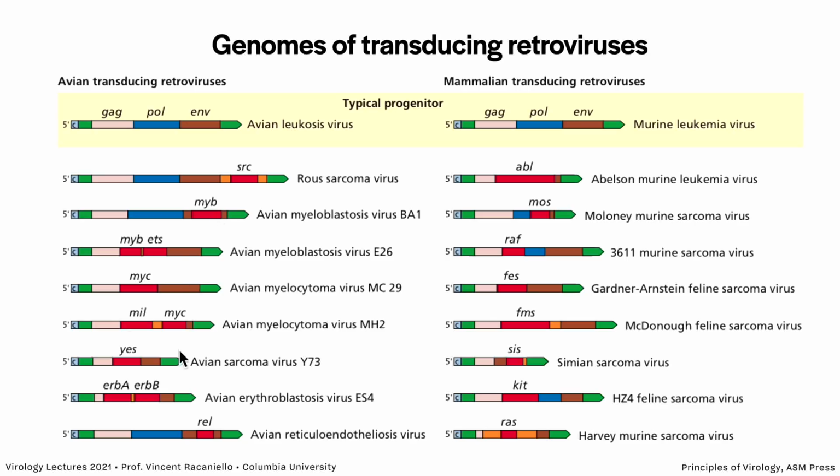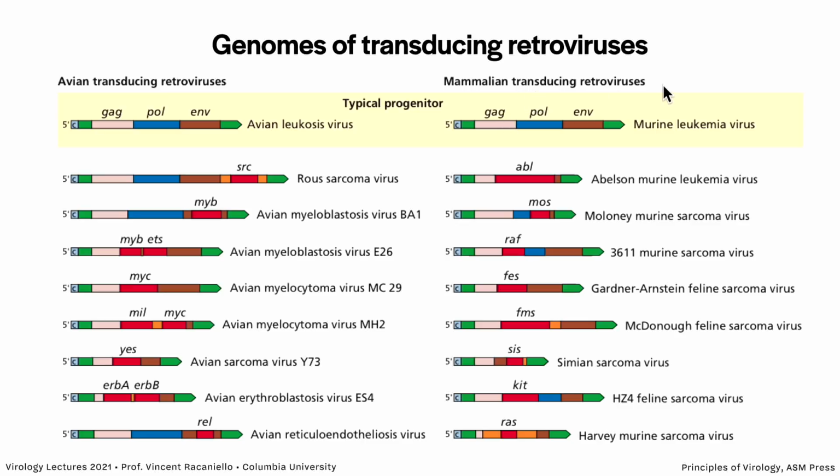But every one of these other transforming retroviruses, which cause different kinds of tumors, myeloblastosis, myelocytomatosis, another sarcoma, erythroblastosis, reticuloendotheliosis, different kinds of tumors, they have different oncogenes, myb, ets, myc, mil, yes, erb, rel, and they've all lost viral genes. That's what I mean by defective. And then, of course, the birds didn't get all the attention.